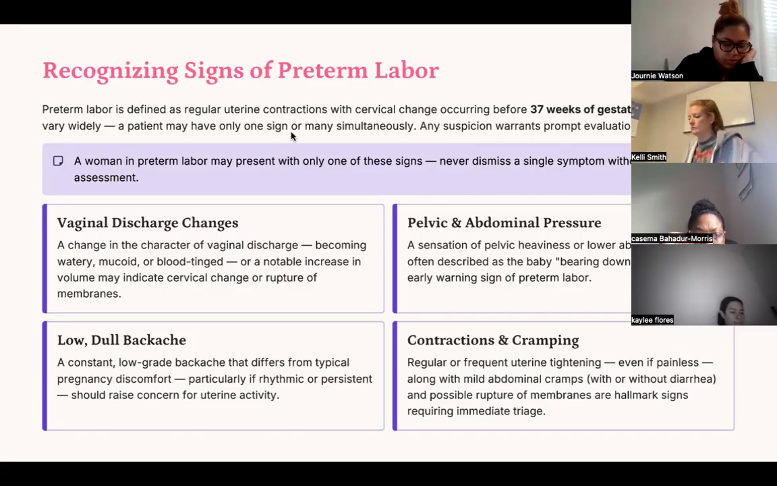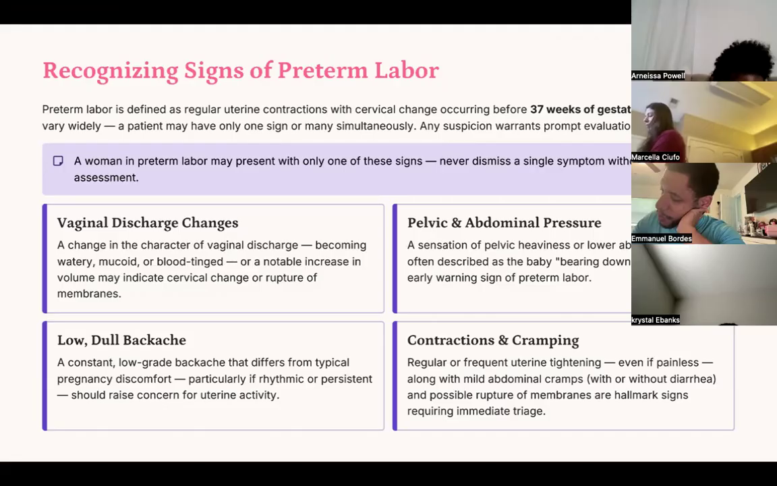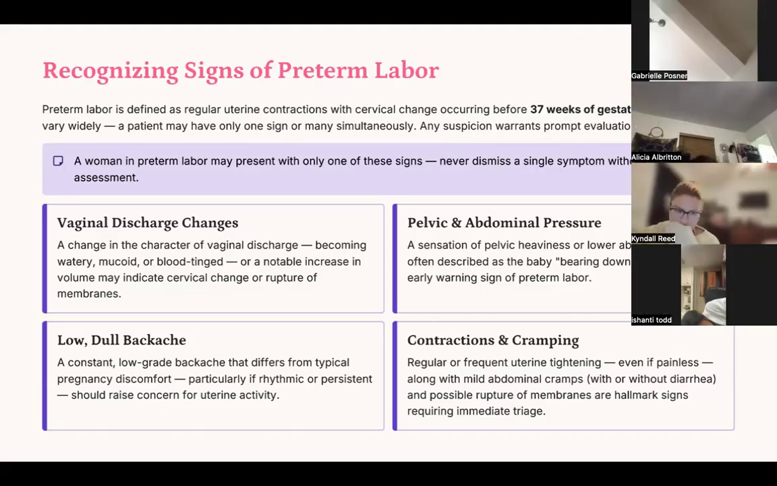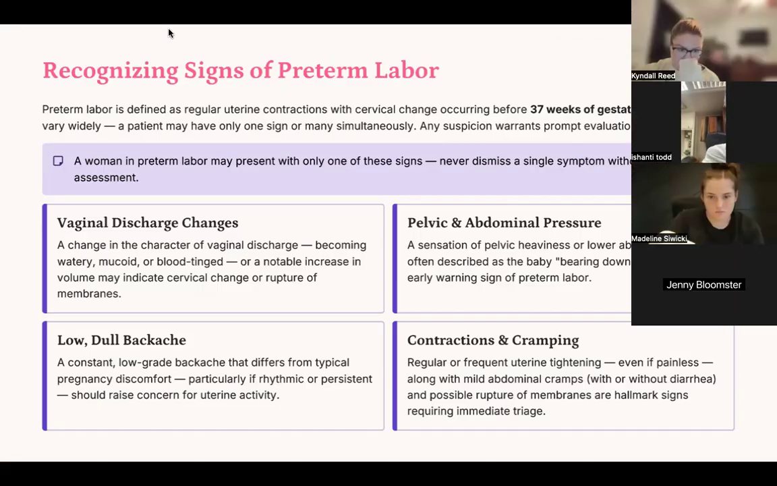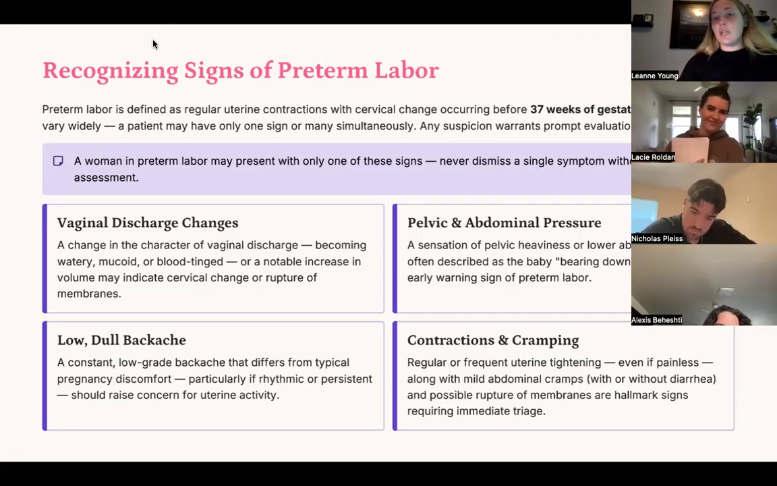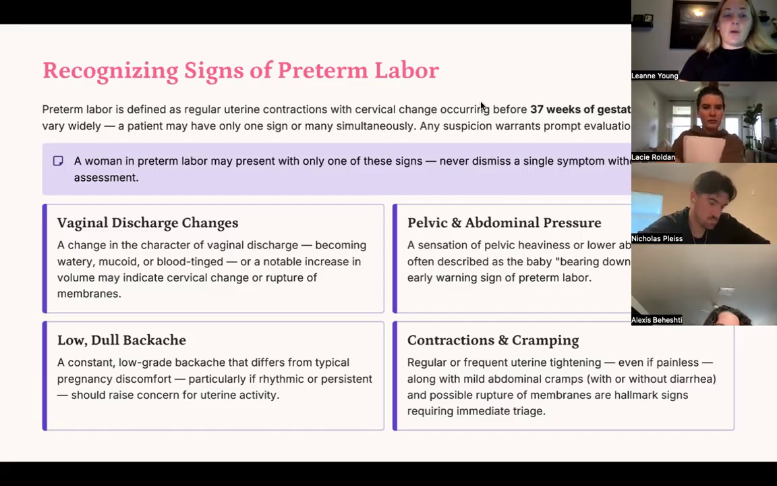So they may only have one sign or symptom, but anything that is suspicious, a patient should always be evaluated, okay? Labor and delivery, most of the places I've worked at have been really great about it: if there's any question, just come in. We'd rather you come in and be evaluated than just sit at home and wonder what's going on, all right? So, one of the main ones that we talk about is vaginal discharge.